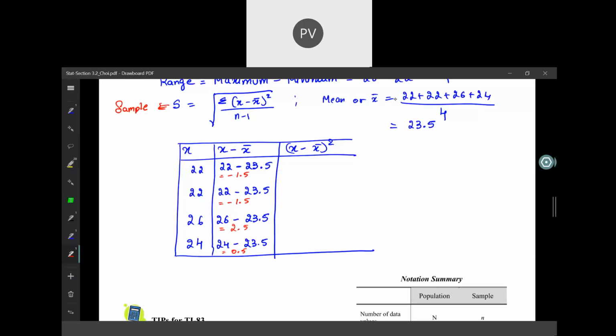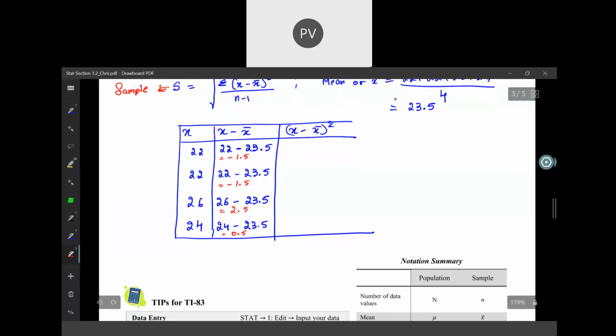Minus 1.5, minus 1.5, 2.5, and then 0.5. Okay, so once you get the answer, you just have to square that. That is minus 1.5 the whole square, minus 1.5 the whole square, 2.5 the whole square. And here it is 0.5 the whole square.